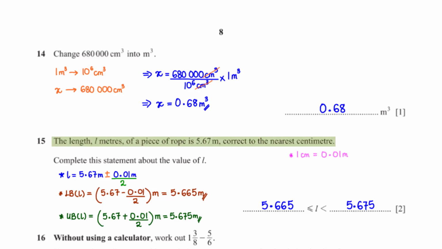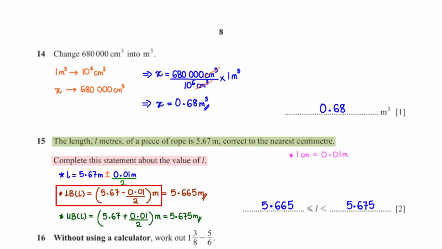The length L meters of a piece of rope is 5.67 meters, correct to the nearest centimeter. Complete the statement about the value of L. So to correct L to the nearest centimeter, we have L equals 5.67 meters. Then we bring in plus and minus 1 centimeter, which is 0.01 meters, divided by 2.